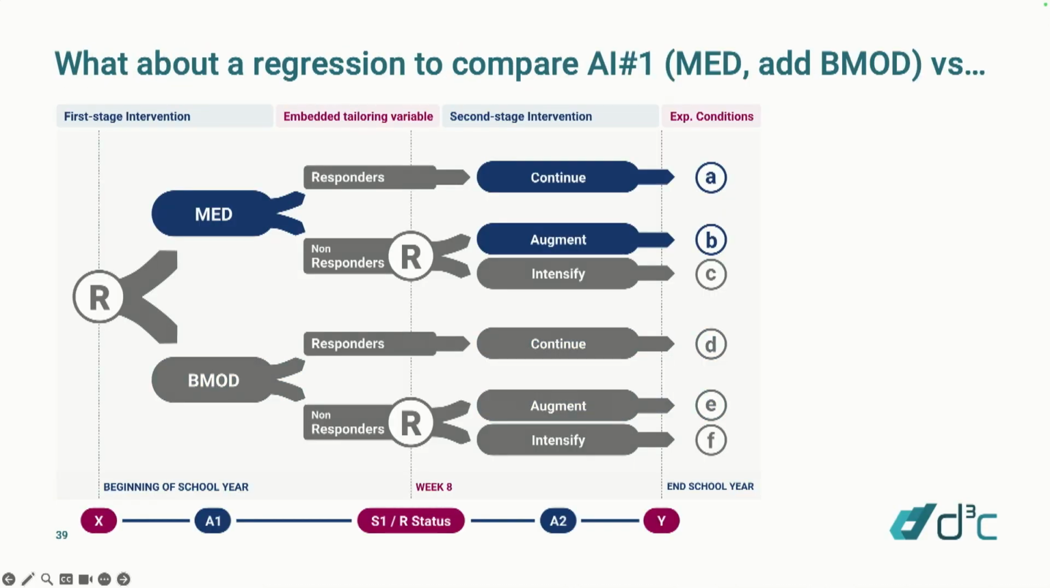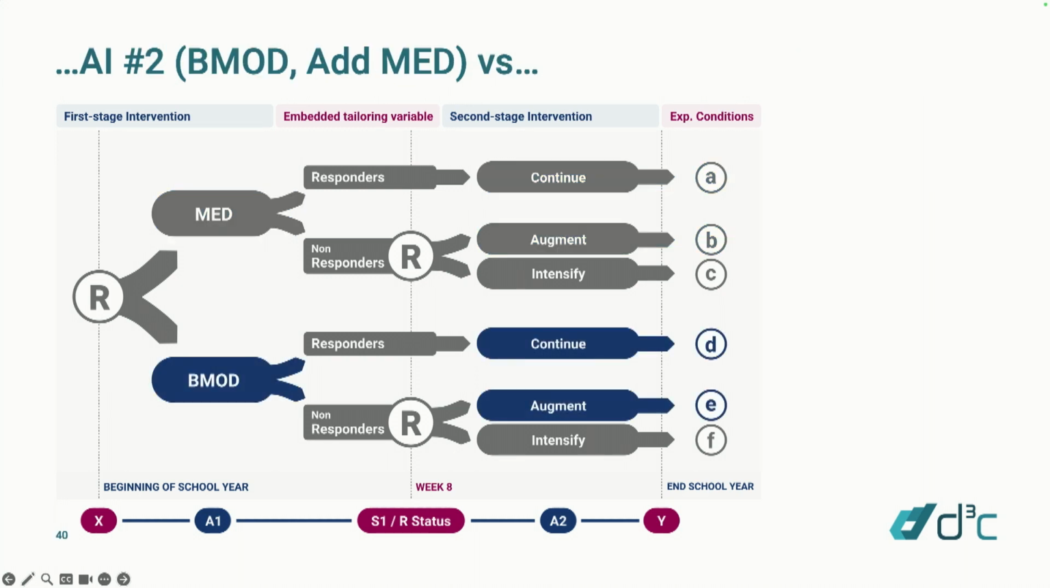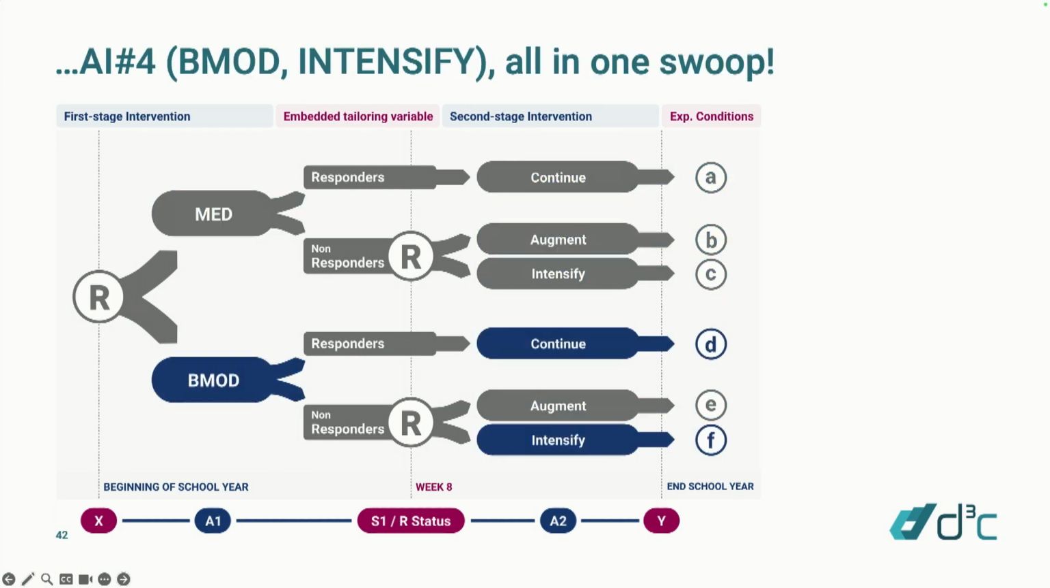All right. So I want in one regression to be able to get all 4 of the means. I want to compare AI1 versus AI2 versus AI3 versus AI4 all in one fell swoop. And I'm just going to show you how to do it. It's so cool. It's groovy. Okay? This next thing I'm showing you is what you're going to do in your analysis.